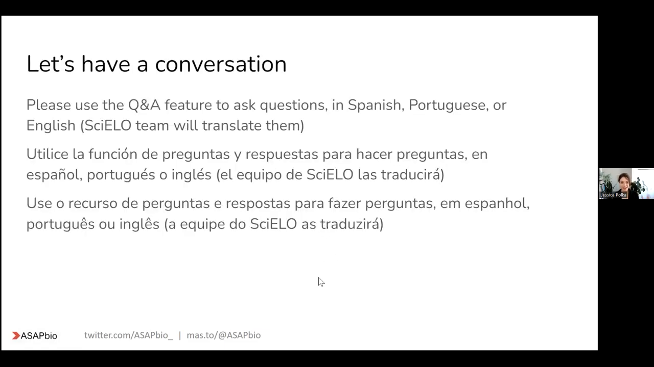So just as preprints can be a conversation, let's have a conversation today. Let's not have this be a one-way transmission of information. Please use the Q&A feature. This is separate from the chat feature, but should appear as two speech bubbles on the bottom of your Zoom bar. Use the Q&A feature to ask questions. You can ask them in Spanish, Portuguese, or English, and the wonderful SciELO team will translate them so that I will then read them out.